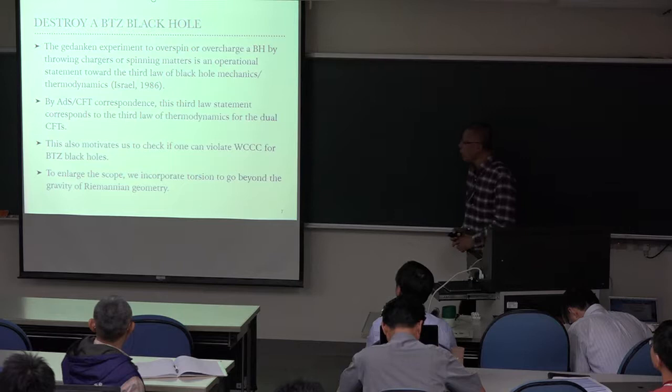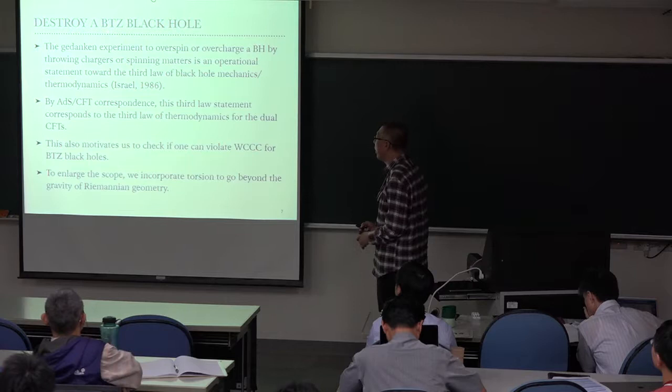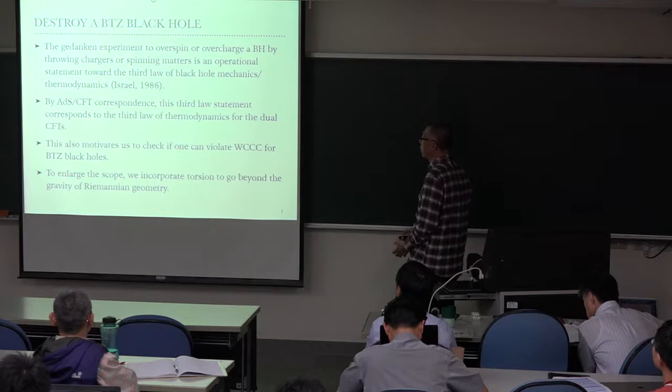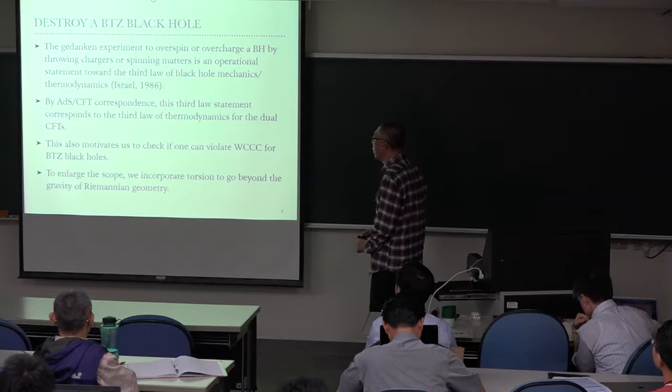So motivated by this, I will first review the proof, and then we just try to check if the statement is very general or not. So we check the three-dimensional gravity with the BTZ black hole. In this case, we try to generalize gravity to a more generic sense, so we also included torsion and chirality.